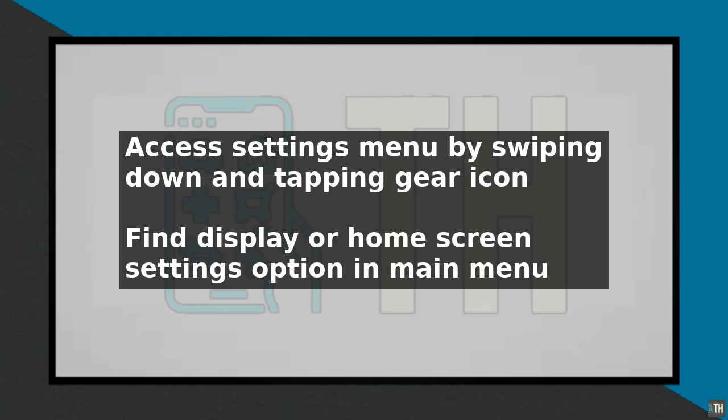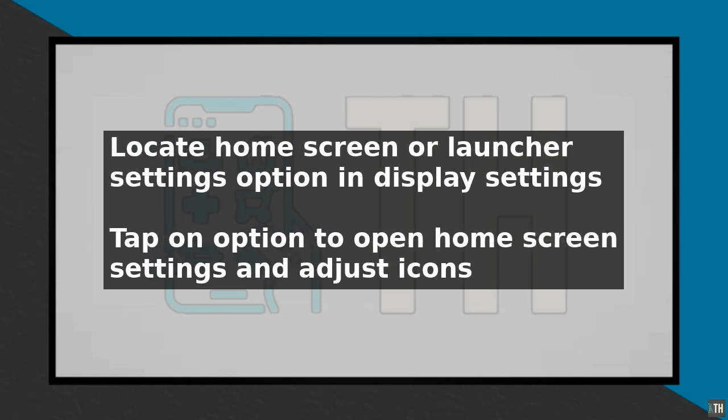Once you are in the settings menu, look for the display or home screen settings option. This may vary depending on the device you are using, but it is usually found in the main settings menu. Tap on this option to open the display settings. In the display settings, look for the home screen or launcher settings option. This is where you will find the option to change the app icon size.